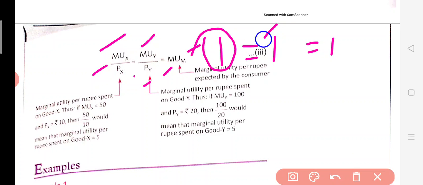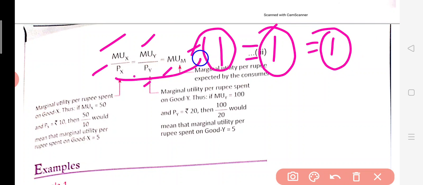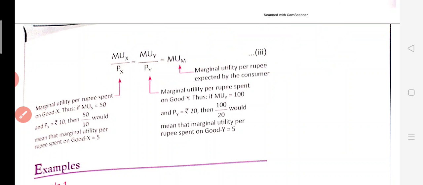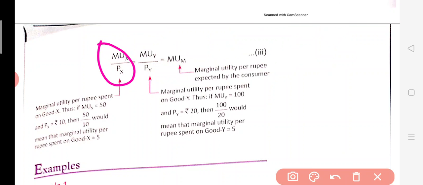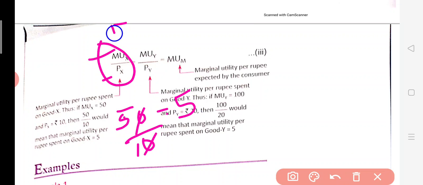So here everything is 1, and all this equation has been equated here. So here they are writing marginal utility per rupee spent on good X. If MUX is equal to 50 and PX is equal to 10, then it will be 50 by 10. So they are talking about this thing here. When they are talking only about this thing, they are saying that MUX is equal to 50 and PX is 10. So if you cancel out, it will come out to 5. So this thing is 5 here.